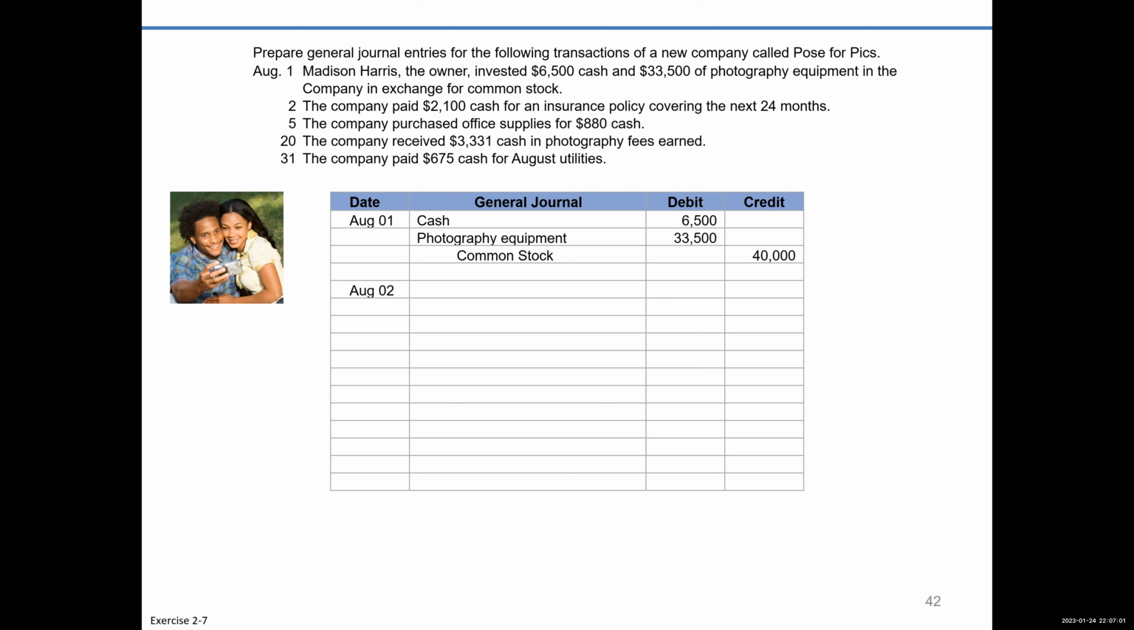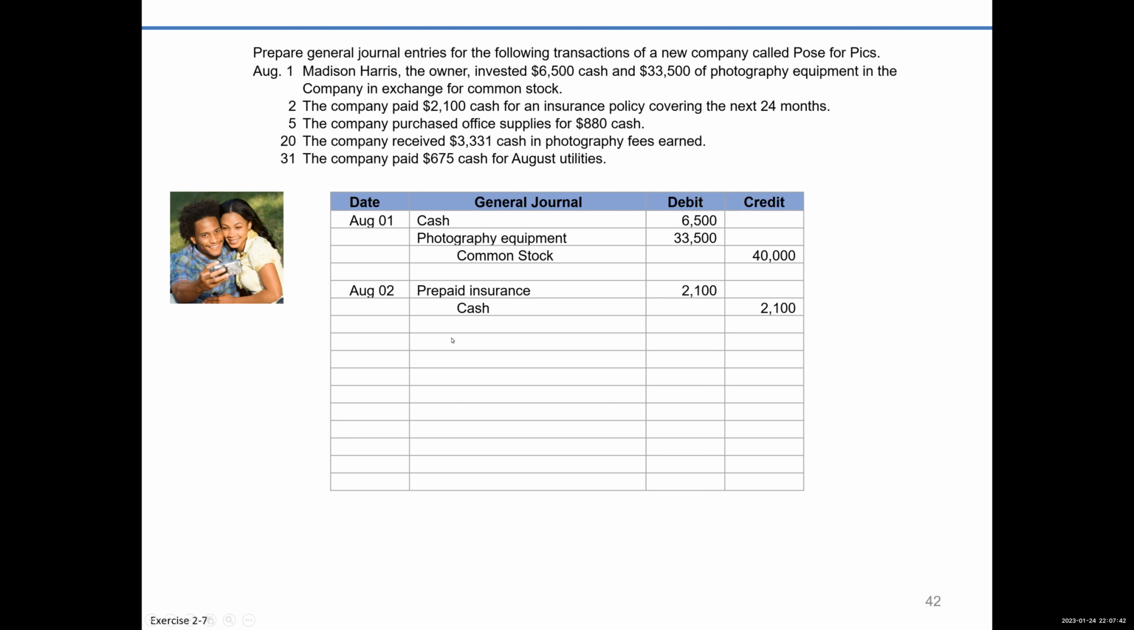Well, what's the debit? Why did we pay the cash? Well, it's for an insurance policy covering the next 24 months. Now, you own that policy, and that policy is going to benefit you in the future. So we have to book that insurance policy as an asset. And specifically, it's called prepaid insurance. And that will be in the amount of $2,100. And like I said before, we paid cash for the policy, and so we're going to credit cash for $2,100.